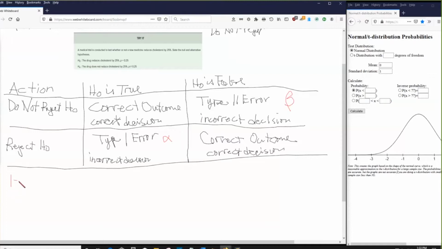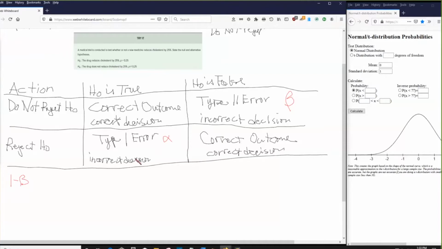1 minus beta is called the power of the test, and we want that to be as close as possible to 1. Increasing the sample size n will increase your 1 minus beta, and we want that as close to 1.